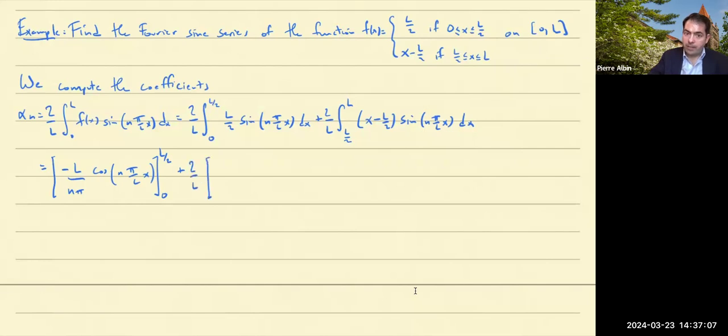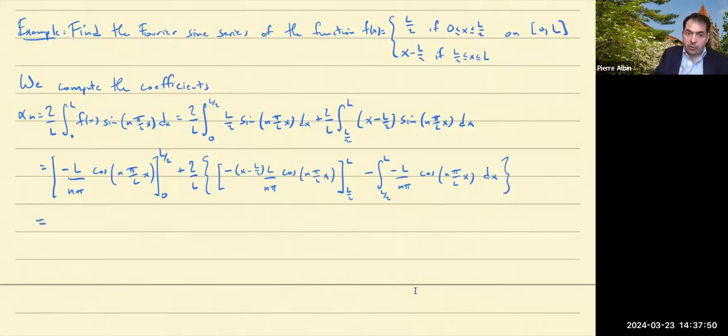And then here we, of course, integrate by parts. So we're going to have this 2 over L, and the first term is going to be minus x minus L over 2 times L over n pi cosine of n pi over L x, evaluated between L over 2 and L. And then we're going to have minus the integral of minus L over n pi times cosine of n pi over L x between L over 2 and L dx. This first term gives us minus L over n pi times cosine of, when we plug in L over 2, n pi over 2, then minus cosine of 0, which is 1.